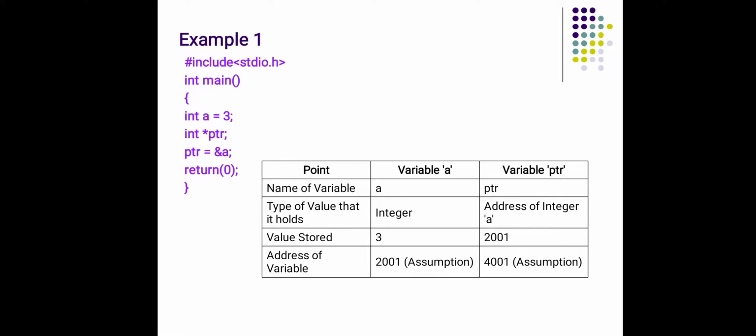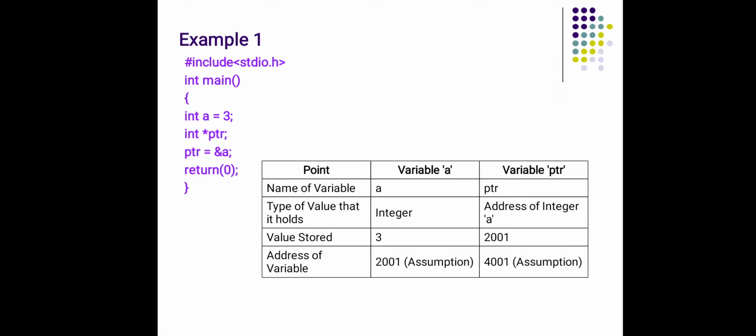This first example we will see. This is one sample program in the C programming language. #include <stdio.h>, int main, and in the opening curly braces we declare int a = 3, int *ptr. Star is the symbol of pointer and ptr is the name of the variable. Then ptr = &a; with a semicolon, and return 0, and closing the brackets.